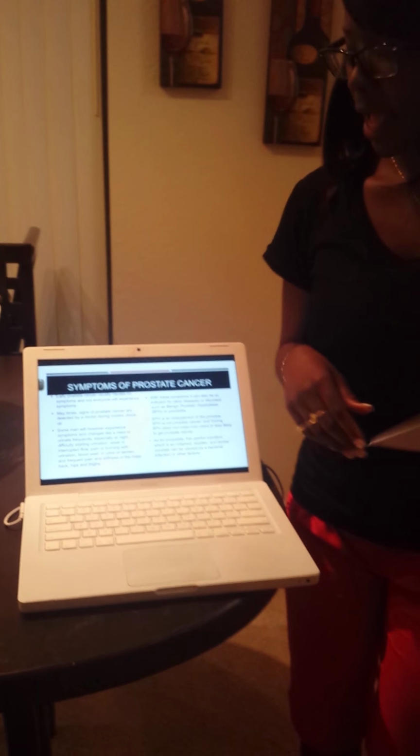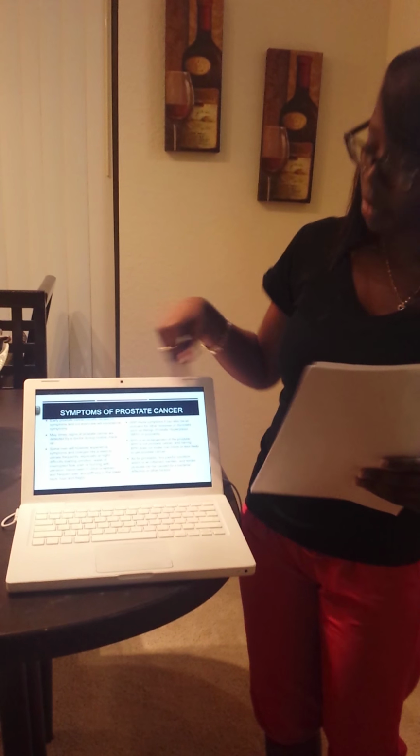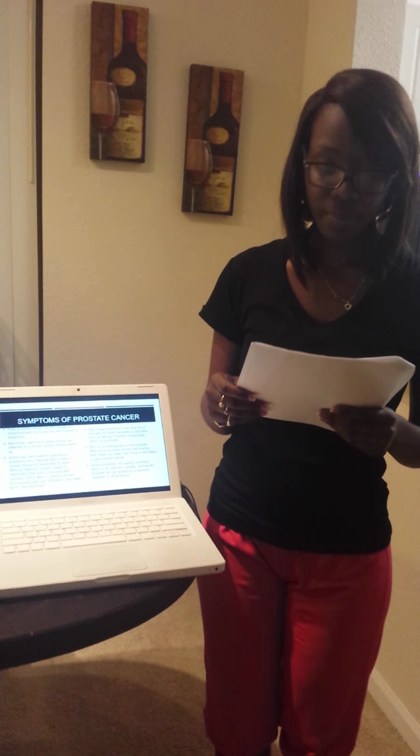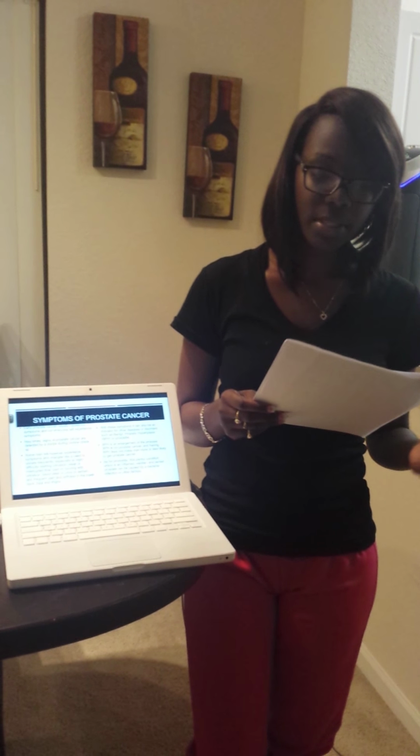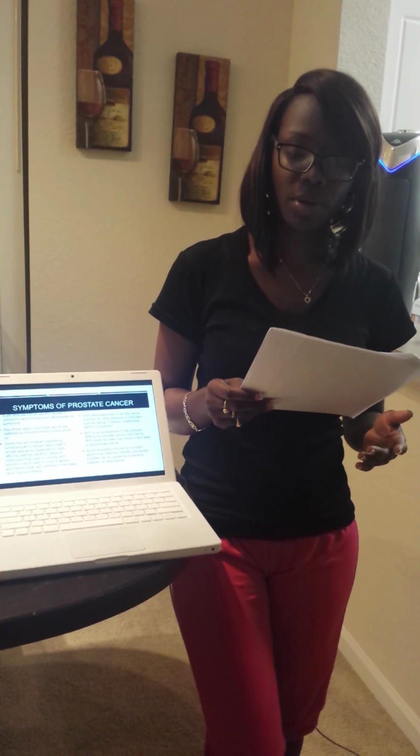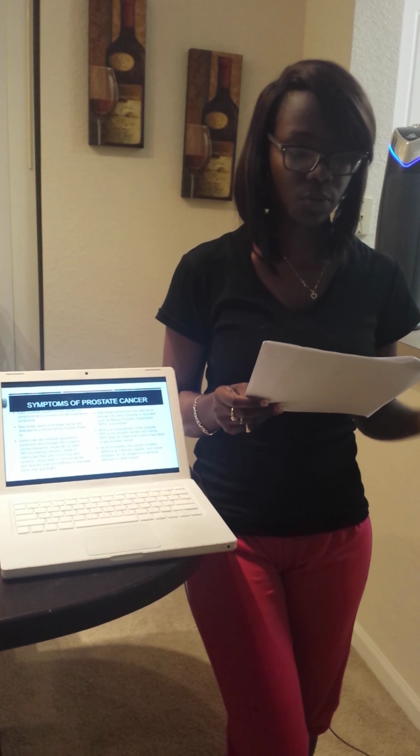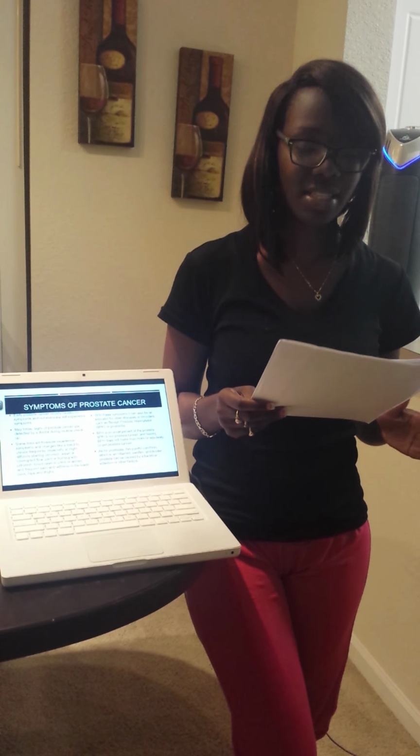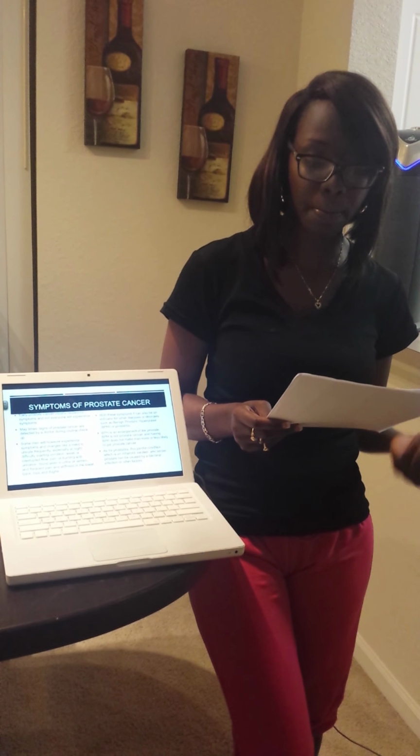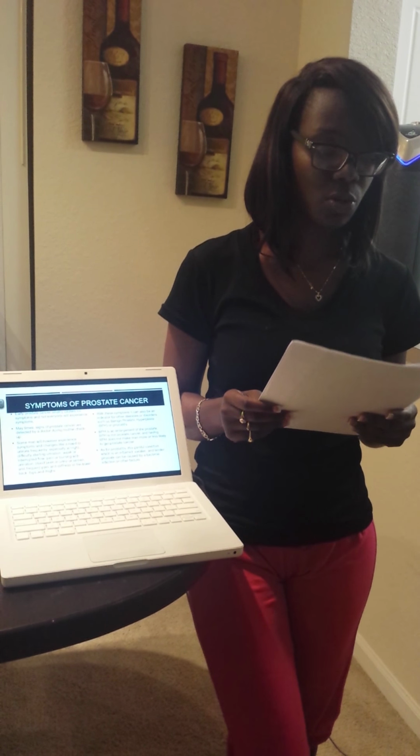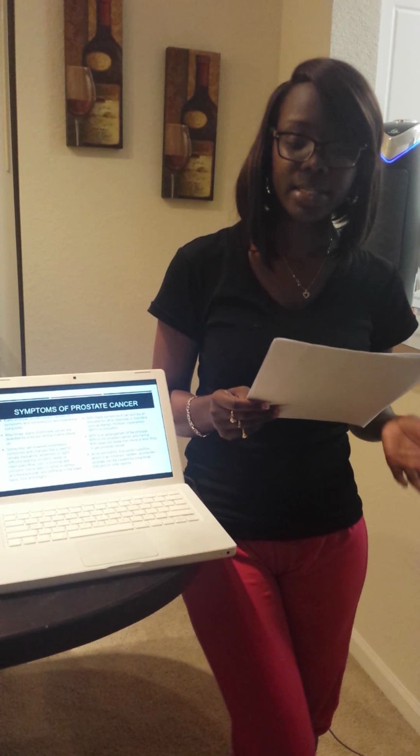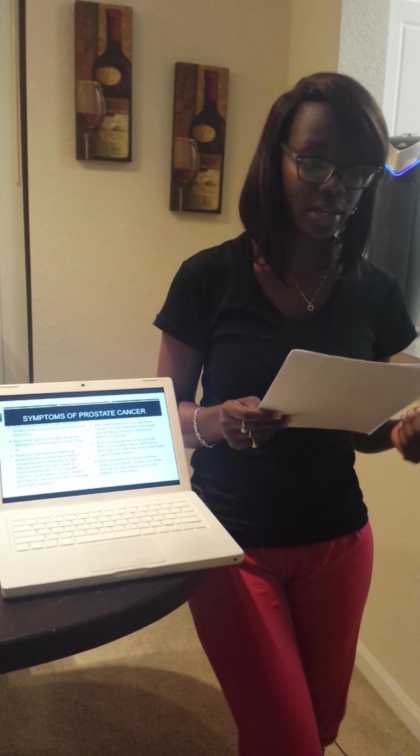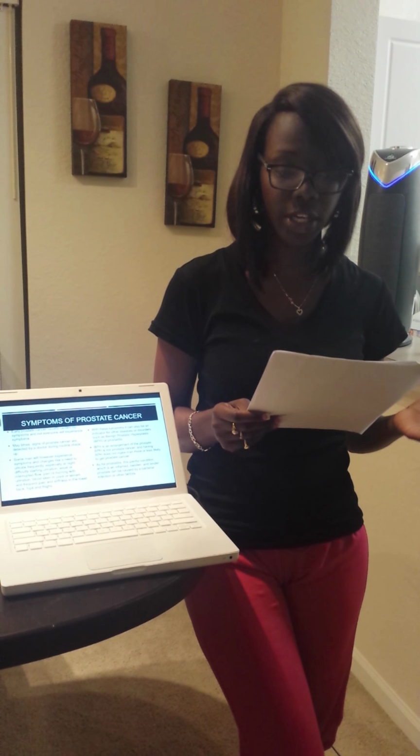Okay, so now we have symptoms of prostate cancer. In prostate cancer, it's thought to be most found in older men, so testing and routine screenings are most of the time not a big concern in younger men. Early prostate cancer usually causes no symptoms, and not everyone experiences symptoms. So many times, signs of prostate cancer are detected by a doctor during a routine checkup.